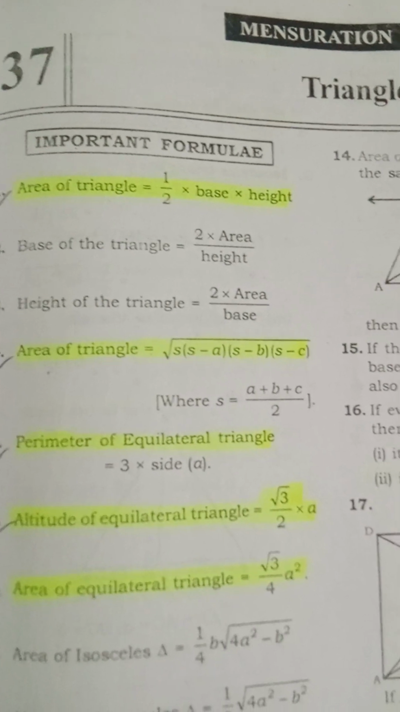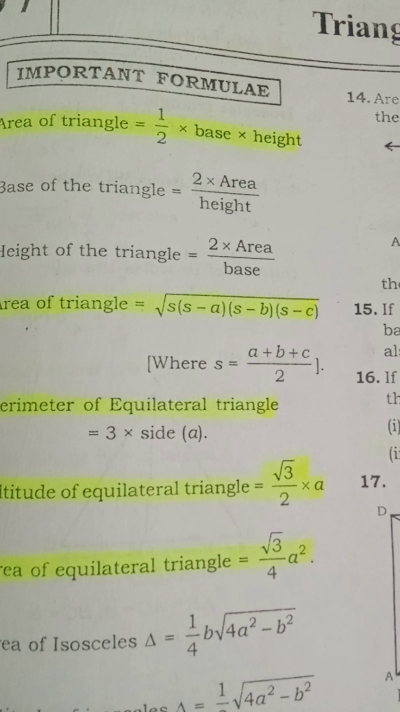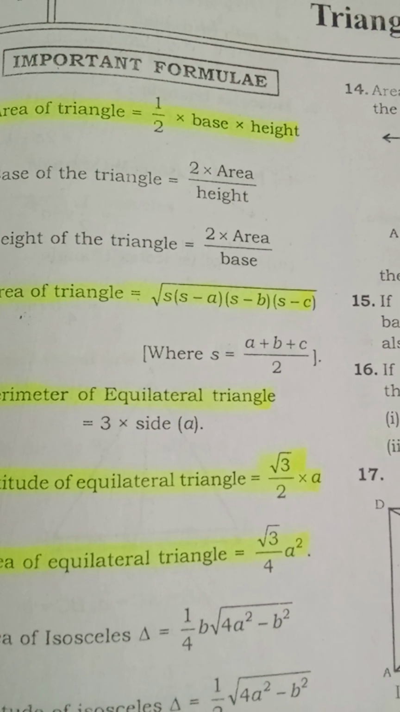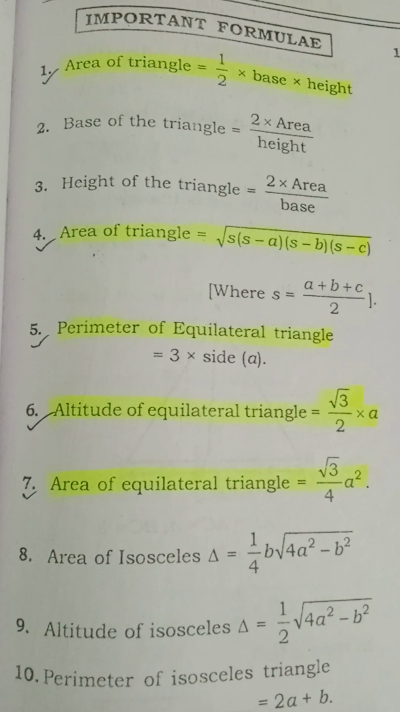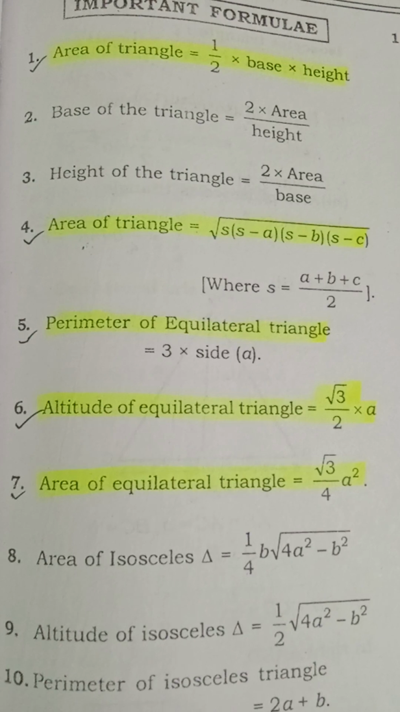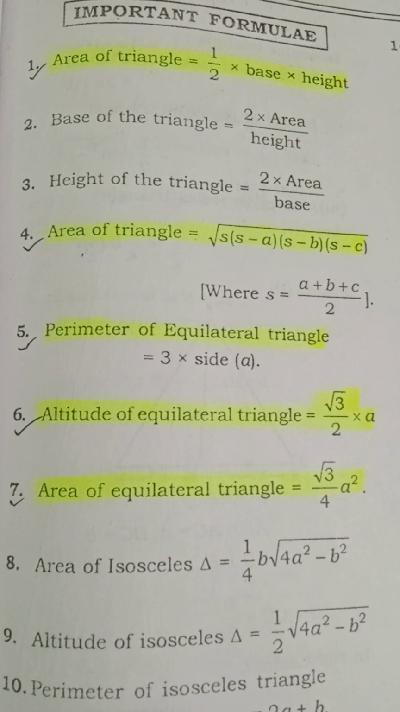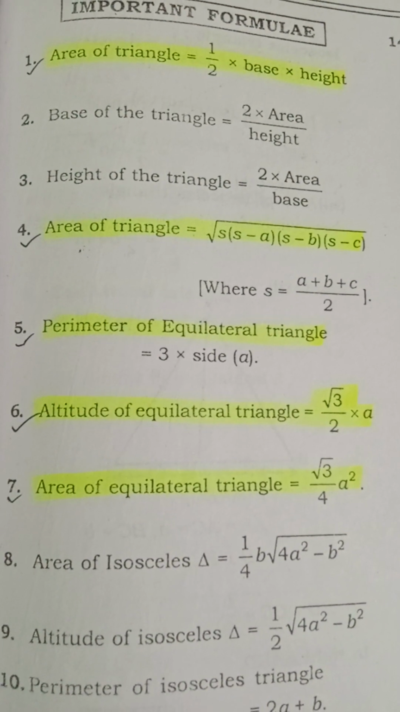Area of triangle is equal to √s(s minus a)(s minus b)(s minus c), where s is equal to (a plus b plus c) by 2. Next, perimeter of equilateral triangle is 3 into side.